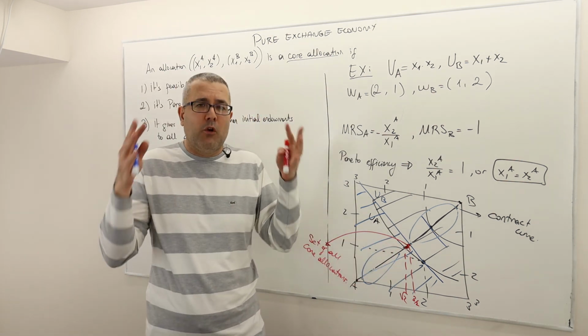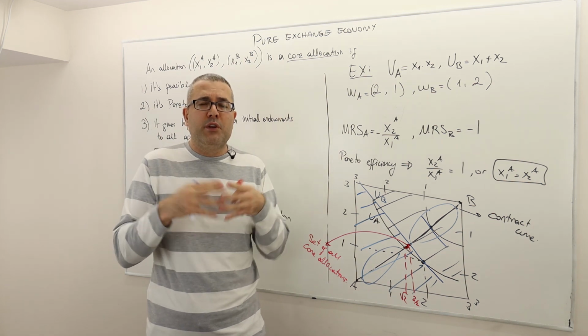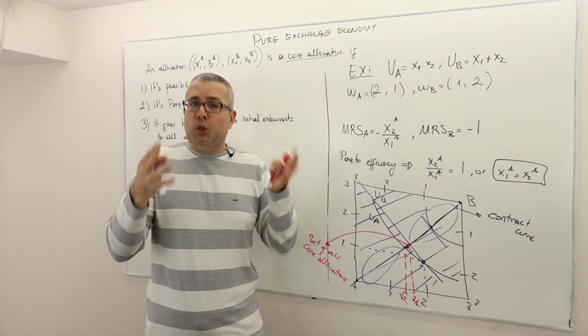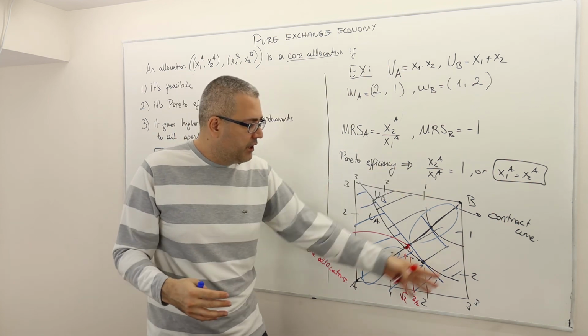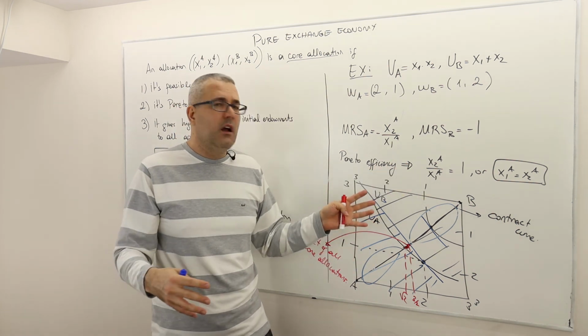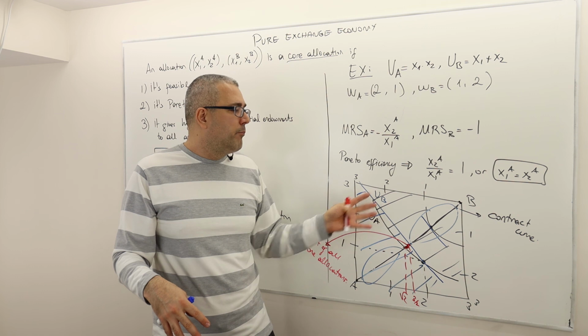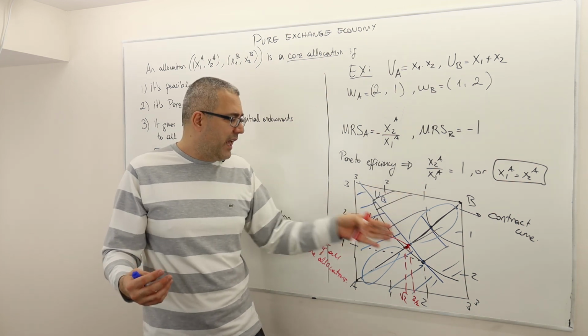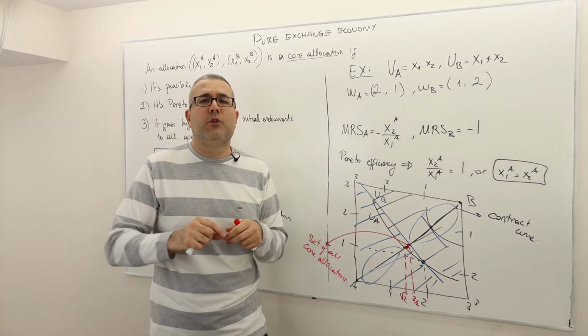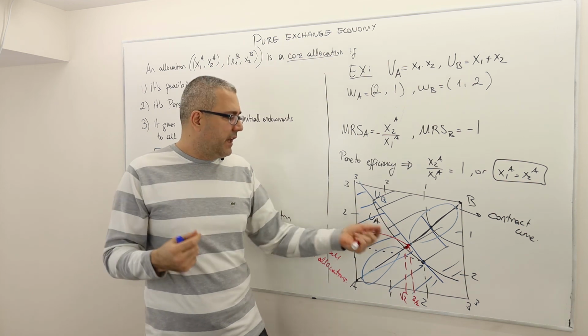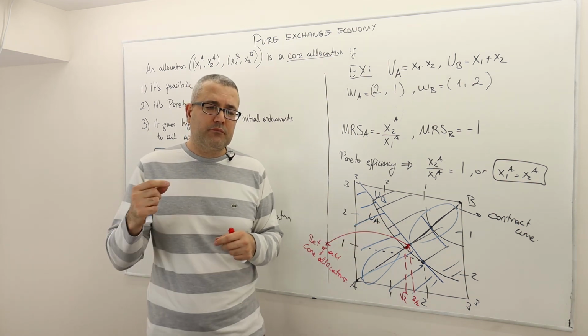I think that's a pretty narrow, good prediction relatively, given that we initially started from this entire box full of allocations. We ended up on just a very small portion of a straight line. So if they trade, they should end up somewhere there.